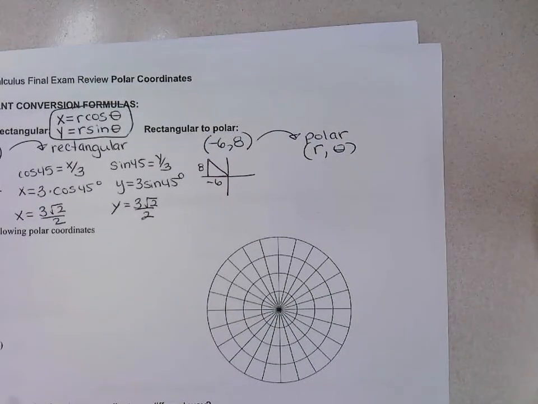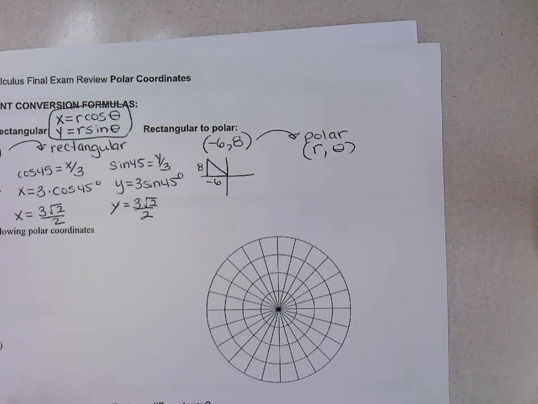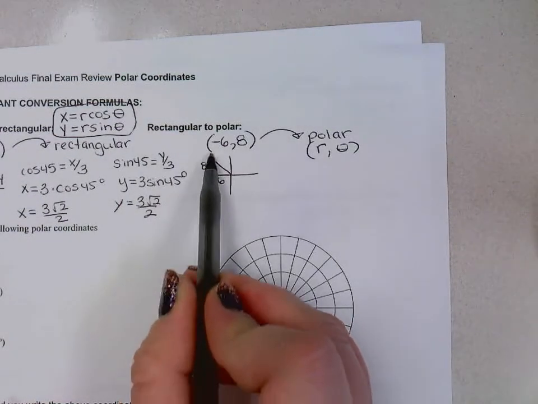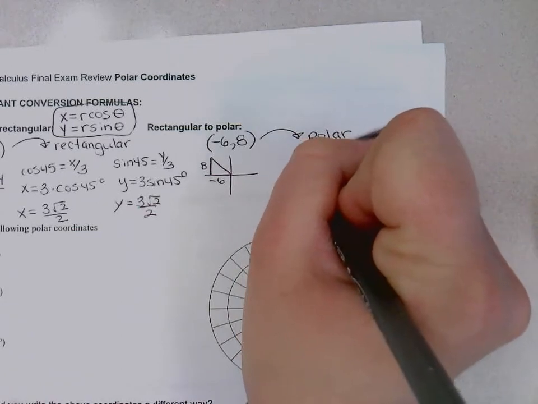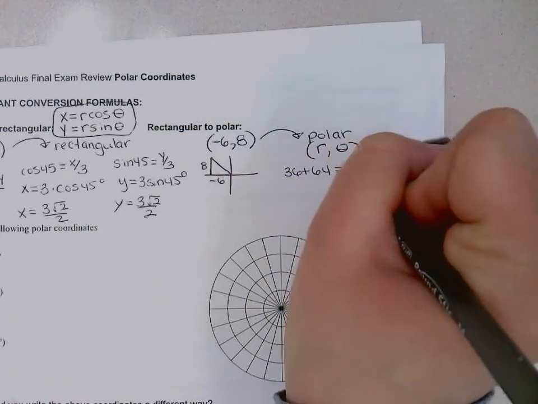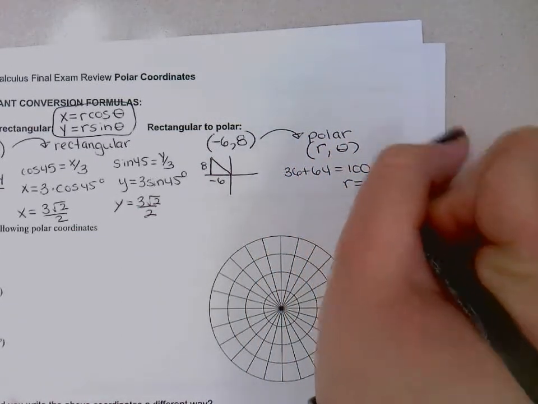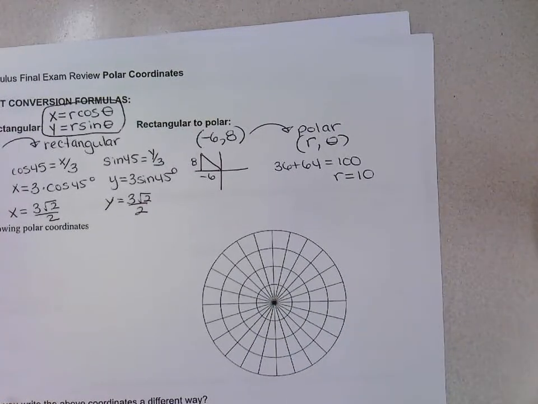So the first step is to use the Pythagorean theorem. X squared plus y squared will give me R squared. Or in this case, 36 plus 64 gives me 100. Pythagorean triple, so that tells me that R would be 10.